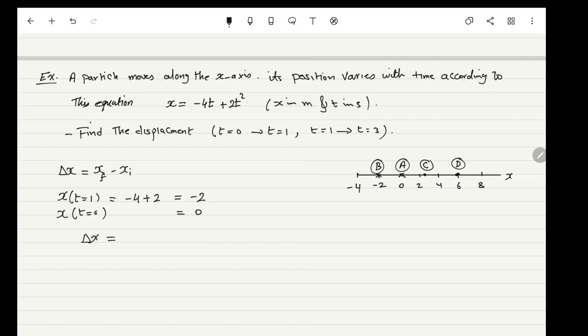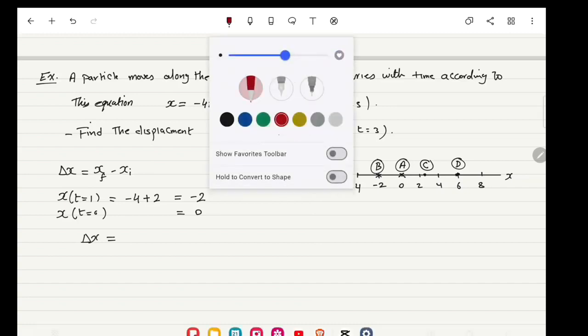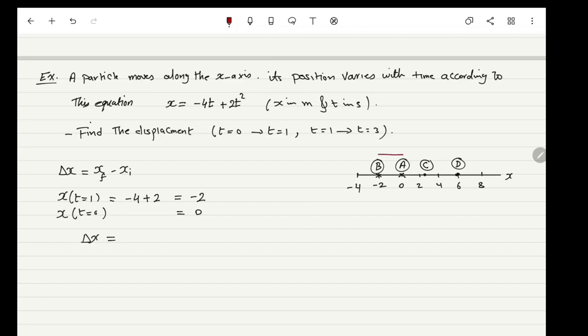Let's look at the line here, from 0 to minus 2, so from A to B. So the particle actually moves from A to B. To find this displacement, we just calculate the position at t equal 1 and at t equal to 0. So the displacement here equals minus 2 minus 0. So the displacement equals minus 2 meters.